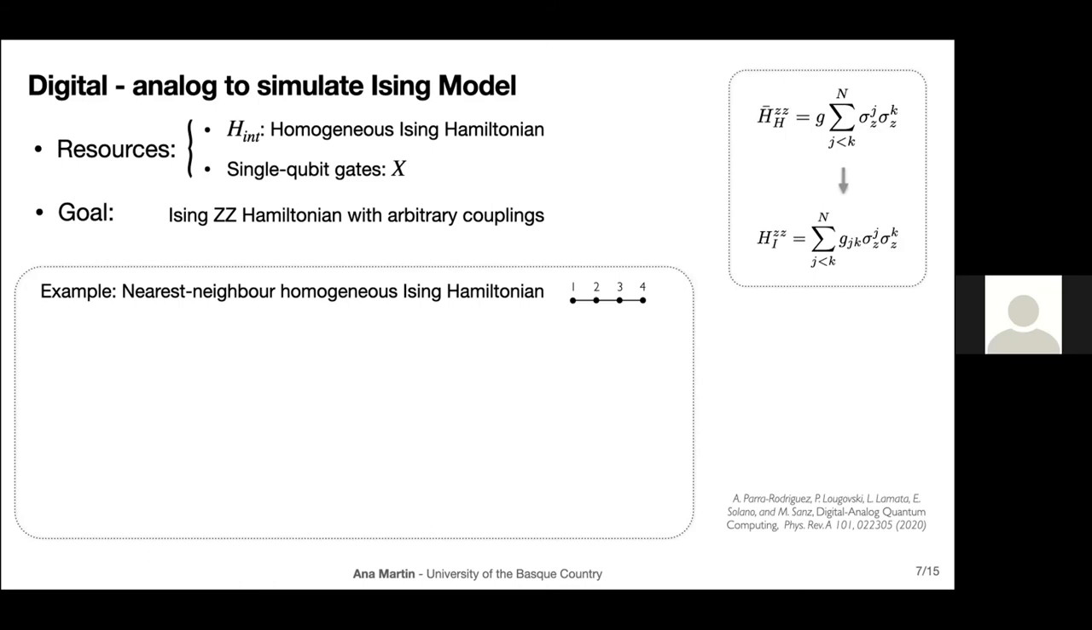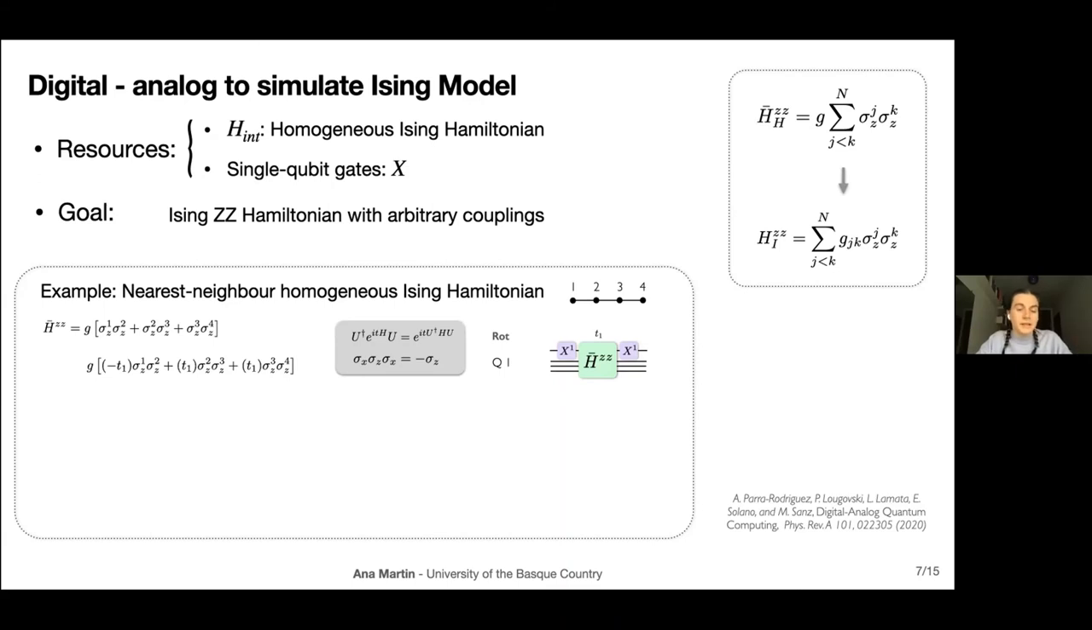For the example, let us think that we have a nearest neighbor architecture in the processor, so a line of four qubits. If we do nothing at the beginning of the system, we have this Hamiltonian, the homogeneous Ising one. Then we apply a single qubit rotation on the first qubit, let the system interact during a certain time T1, and apply again this single qubit rotation. By this operation, the Hamiltonian that describes the system is this one. So we have introduced a variable, which is T1, in the Hamiltonian.